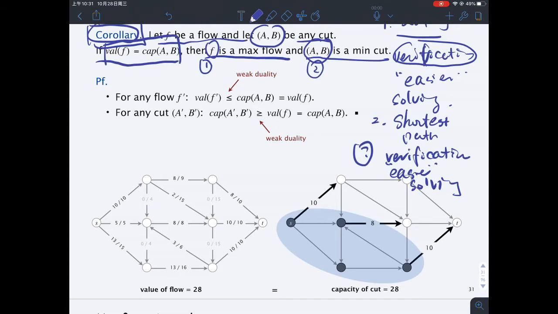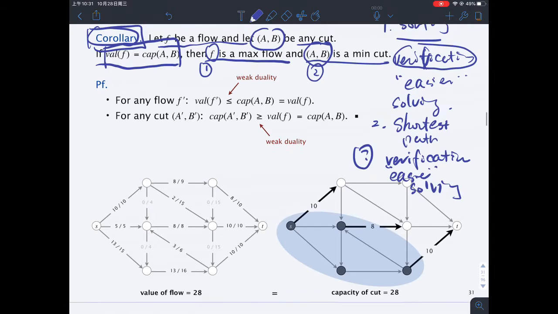So this kind of certification of an optimum solution, or of a specific statement, and how much effort is needed to certify it, is going to be discussed further in the intractability chapter. That's one very central notion in theoretical computer science. But for now, we just need to walk through this corollary. As I said again, if somehow we manage to find that the value of the flow is the same as the capacity of a cut, then we know that both the flow is a maximum flow and the cut is a minimum cut, right?